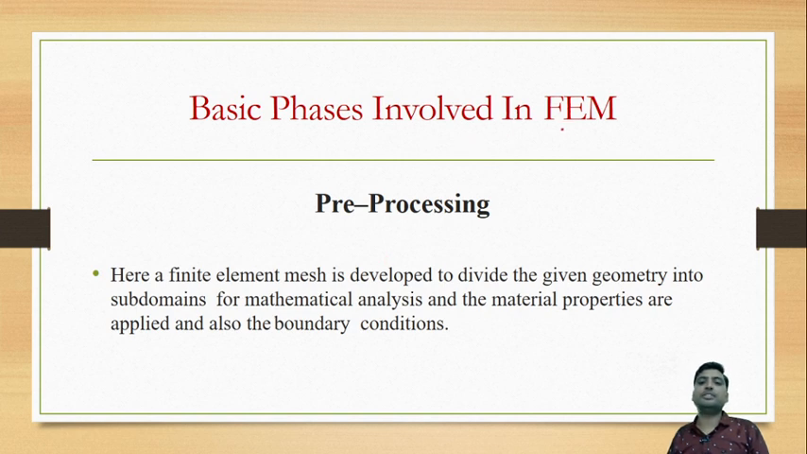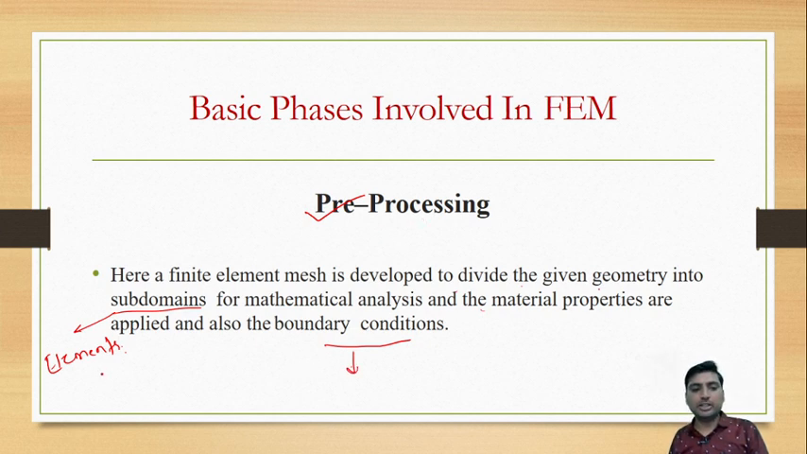Now, basic phases involved in FEM. So three phases are there: pre-processing, solution and post-processing. What are the steps that come under pre-processing? Here the finite element mesh is developed to divide the given geometry into subdomains. This subdomain is nothing but elements or finite elements, for mathematical analysis, and the material properties are applied and also boundary conditions. These things come under pre-processing, means we need to divide into elements and we have to apply the boundary conditions.